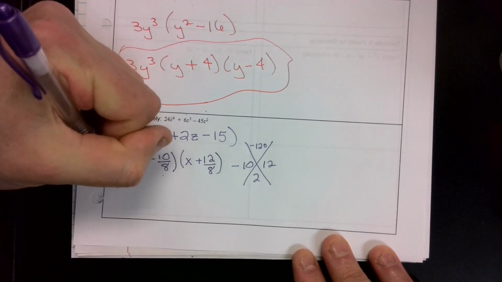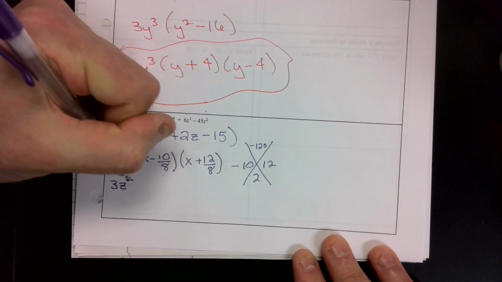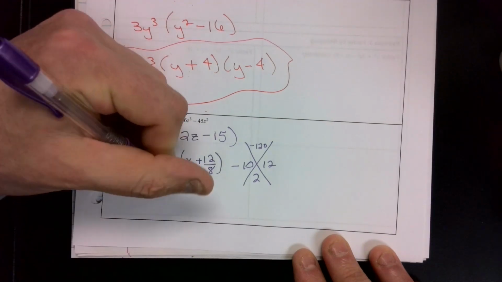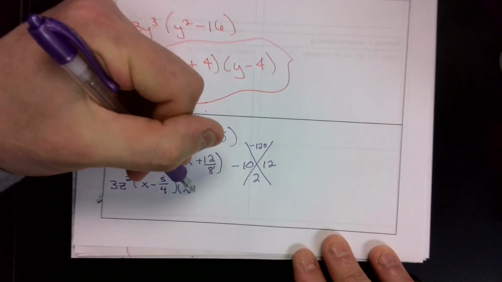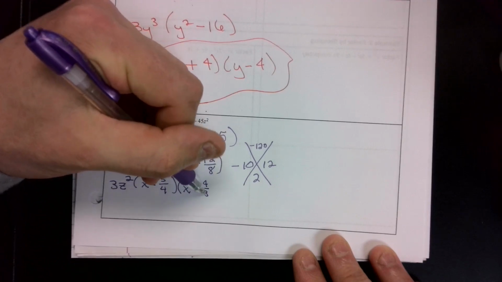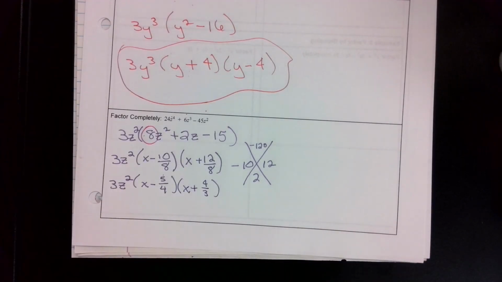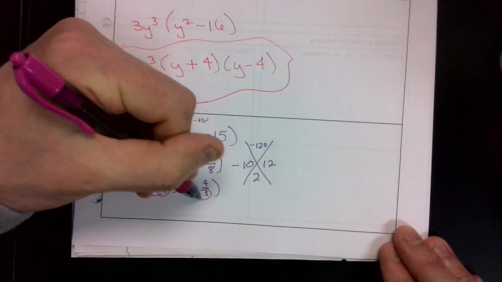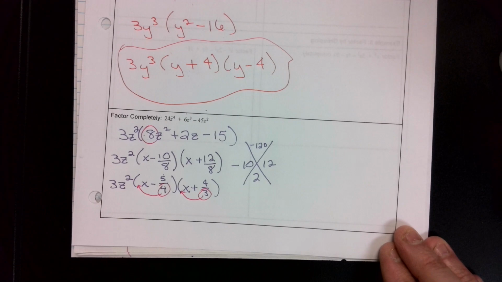And this becomes x minus 5 over 4 and x plus 4 over 3. So we have our fractions reduced. Once we have our fractions reduced, we want to go ahead and bring the denominators out front. So I bring the 4 up here and the 3 right there. And so you have a final factored version of 3z squared.